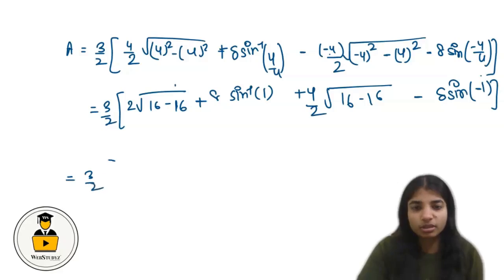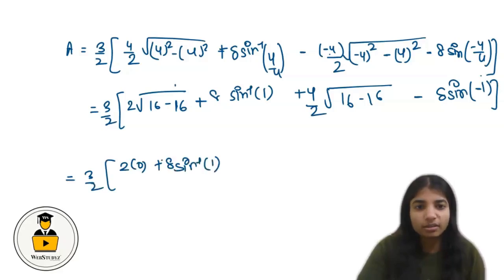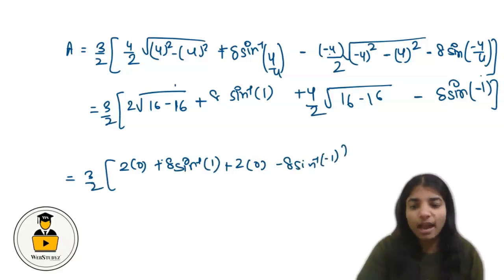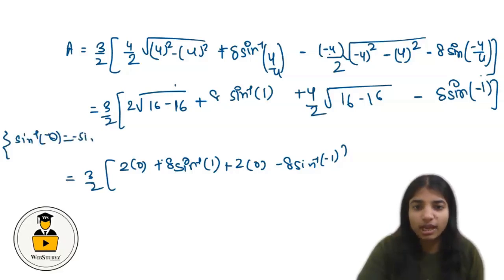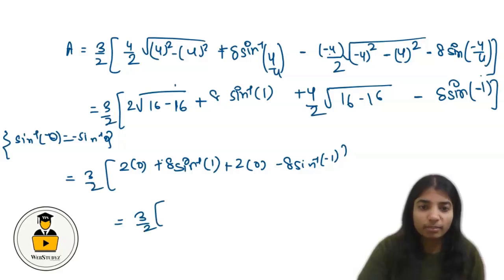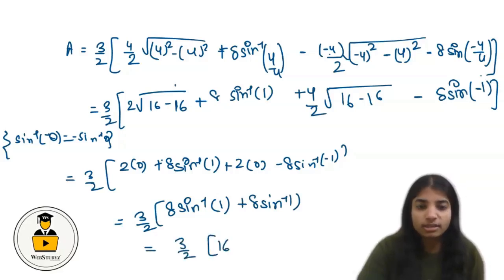So this from here is equal to 3 divided by 2, 2 multiplied by 0 plus 8 sine inverse of 1, minus 2 multiplied by 0 minus 8 sine inverse of minus 1. And we are using the property that the sine inverse of minus theta is equal to minus sine inverse of theta. So this becomes equal to 3 divided by 2. 2 multiplied by 0 is 0. So this is equal to 8 sine inverse of 1, and minus minus becomes plus 8 sine inverse of 1. So this from here is equal to 3 divided by 2, 16 sine inverse of 1.